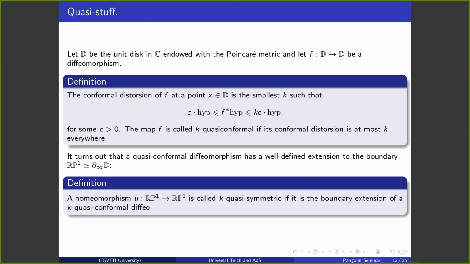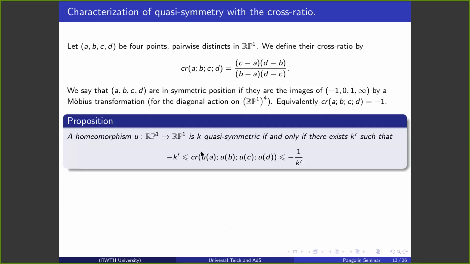And yeah, I also want to say that the quasi-symmetric homeomorphism of RP1 is quasi-symmetric in a much more naive sense, actually, in the sense that it does not distort too much the cross ratio. So the cross ratio is this number over there. It's a very natural number in RP1. It's the only projective invariant for 4 points in RP1. And here what I mean by RP1 is really R union infinity, right? So this C minus A, for instance, is the distance in R, or R union infinity between A and C. And we say that 4 points on RP1 are symmetric if the cross ratio is exactly -1.